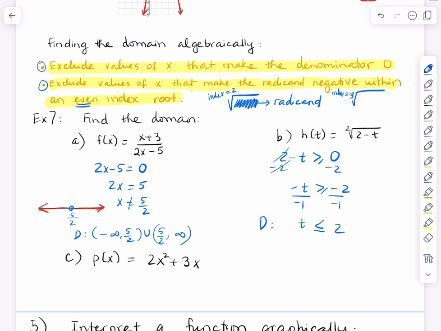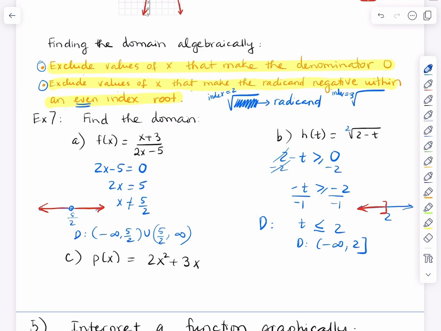When you write this, it's helpful to draw the graph. So here's 2, t is less than or equal to 2, which means anything to the left of 2, and we want to include 2, so we should use a bracket here. So the domain expressed in interval notation would be negative infinity to 2 with the bracket.